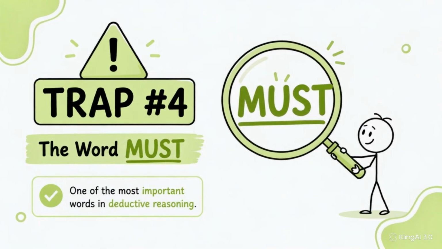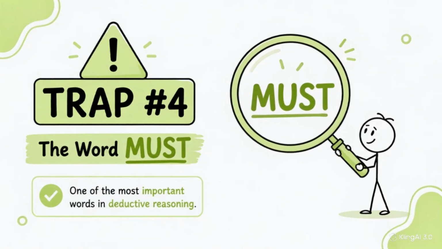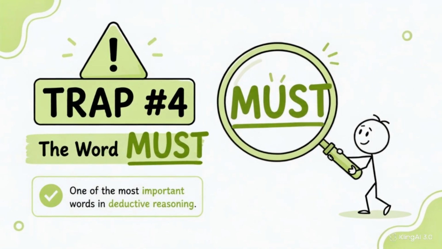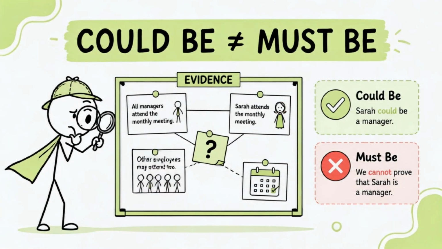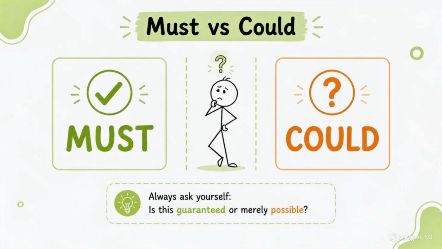Trap 4. The word must. Many SHL questions ask, which statement must be true? The word must is important. Not could be true. Not seems reasonable. Not probably. Must means it is impossible for the statement to be false.